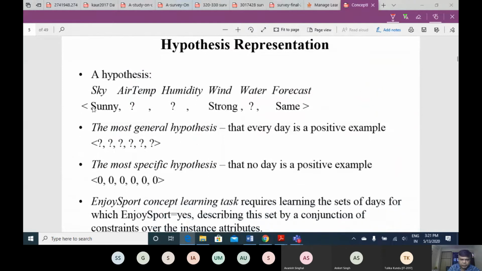For example, this is a hypothesis: sky is sunny, air temperature question mark, humidity question mark, wind is strong, water question mark, forecast same. This defines a subset of your instances, and that is a hypothesis. Hypothesis means a subset of instances. It may be equivalent to a particular concept or it may not be.